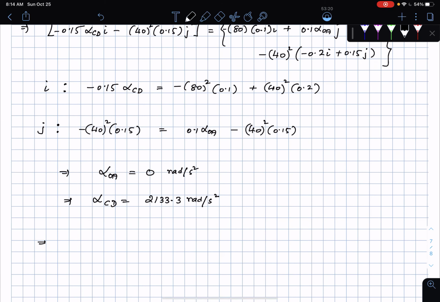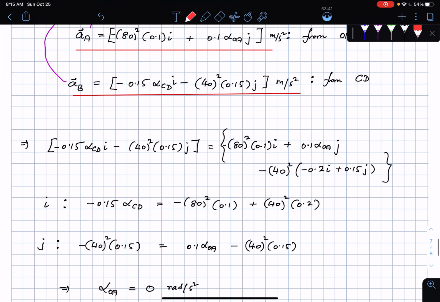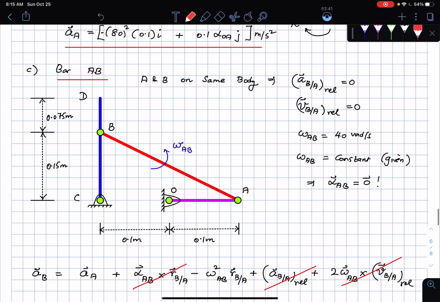So which tells me that alpha OA at that instant in time is 0, and alpha CD at that instant in time is 2133.3 K radians per second square. So this is the end of the problem, and if necessary, one part of the problem that I thought I would have done, if not needed, I can just point this out to you.